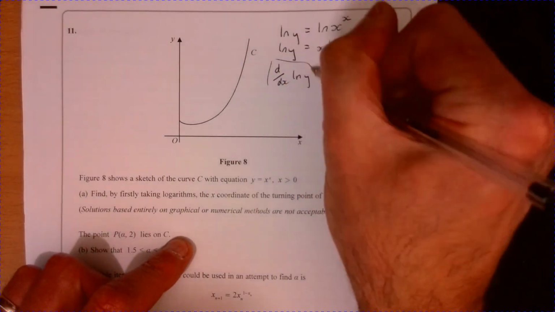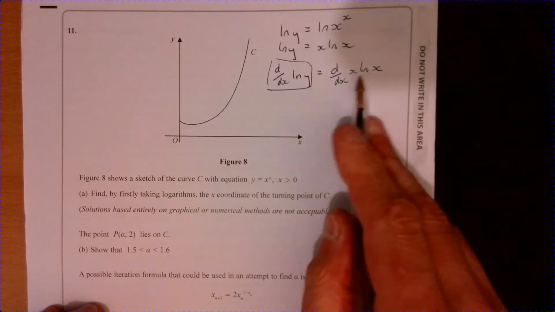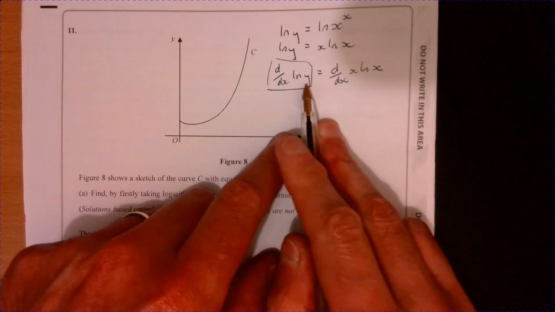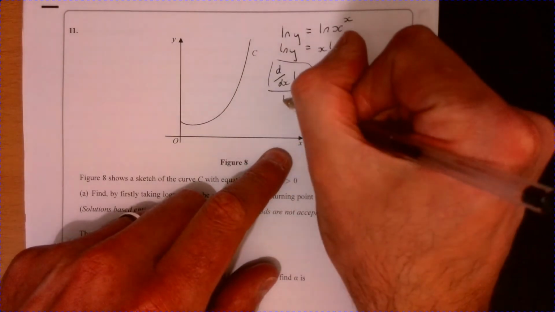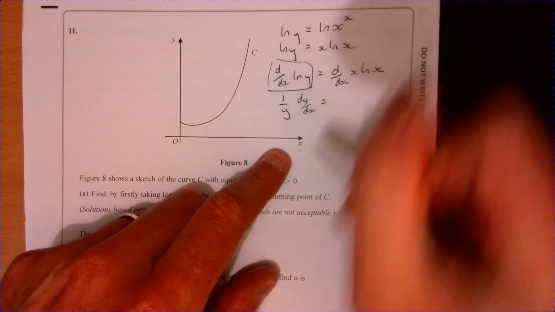This part here has got the y in it. This bit's actually easier, although it's got x ln x. If I differentiate ln y, that's 1 over y times dy over dx. You might need to look up that bit.